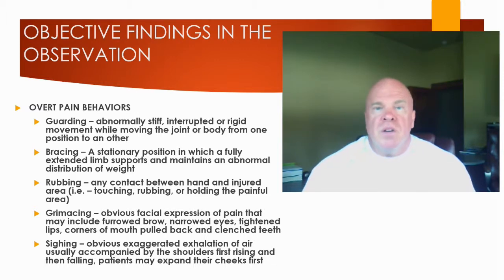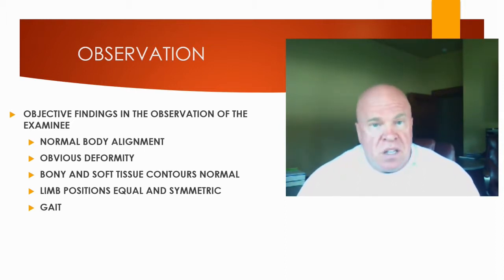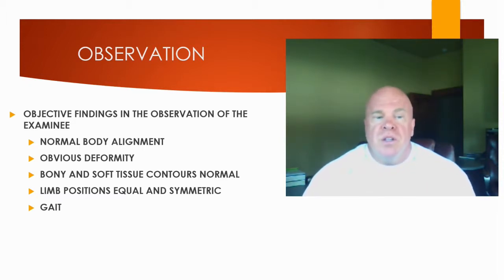What are some other positive objective findings that we can observe in our examinee without even touching the examinee or without even going through physical examination maneuvers? Let's touch upon some of those now. So some of the things that you want to observe your examinee for, and this is not a complete list, but these are some easy observations that can be made casually in the waiting room or in the interview with the examinee. Has to do with normal body alignment.